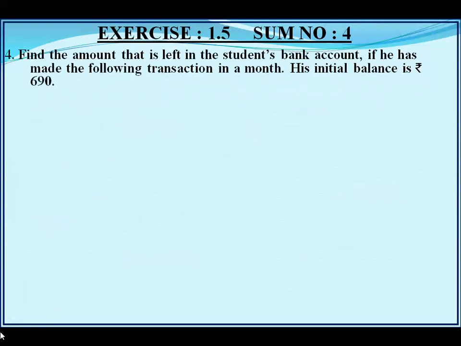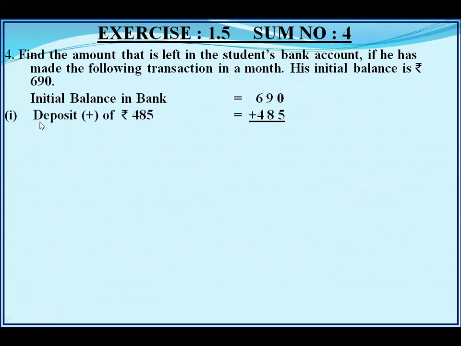Find the amount that is left in the bank account if he has made the following transactions in a month. His initial balance is 690. So the first one, he deposits rupees 485. Deposit, you add. So plus 485. When you add both, you get the answer as 1175. This is the balance in the bank after the first transaction.